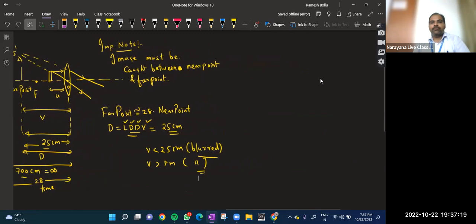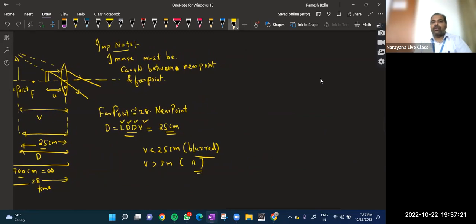Now, there are 2 points. What is the first point called? Tell me. Far point. What is another name of the far point? Relaxed eye, yes or no? Relaxed eye. This is also called what here, friends? Normal adjustment position.